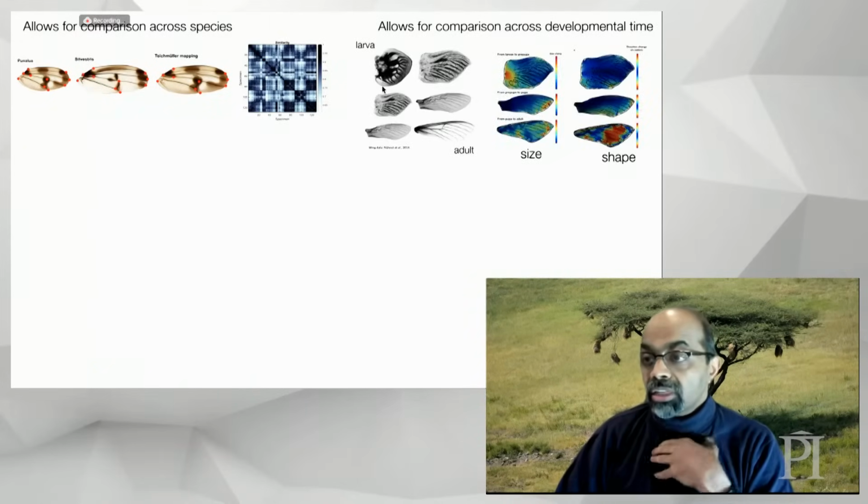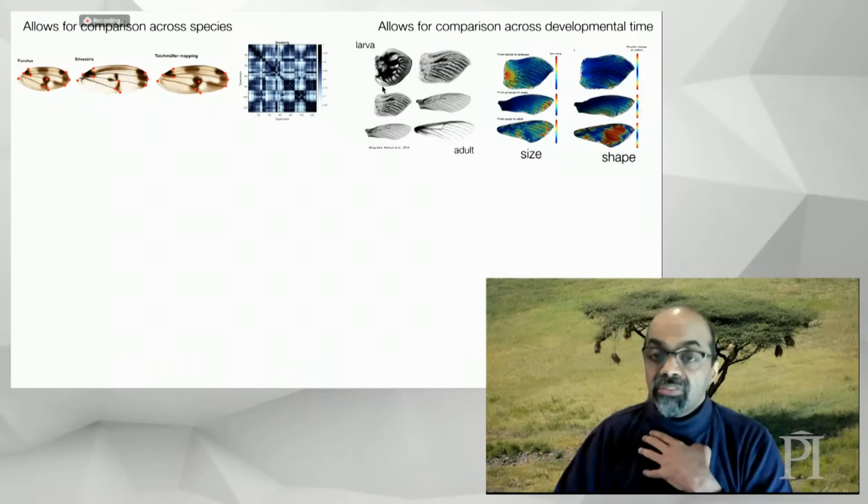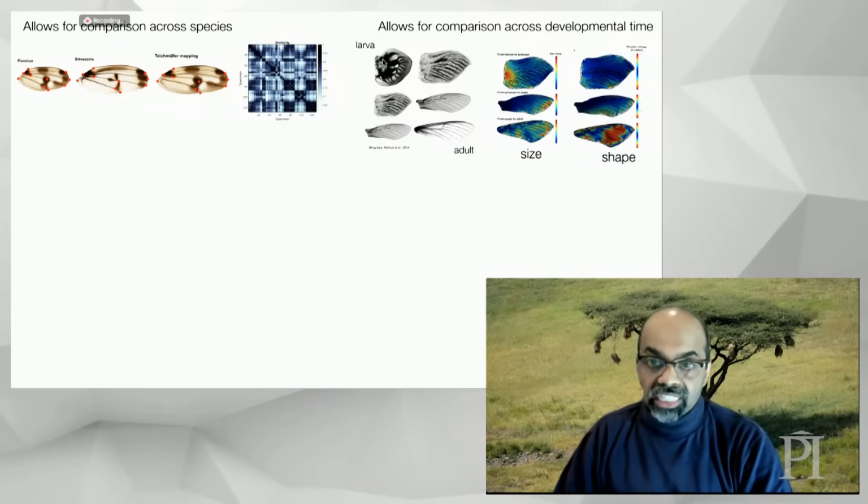You can also quantify the differences across time in a species as the wing develops, in this case associated with, I believe, a moth. This is the larval stage. This is the adult stage. I'm afraid these are not drawn to scale. This is not as big as it is over here. It's actually much, much smaller, but it's been drawn this way so you can actually see it.